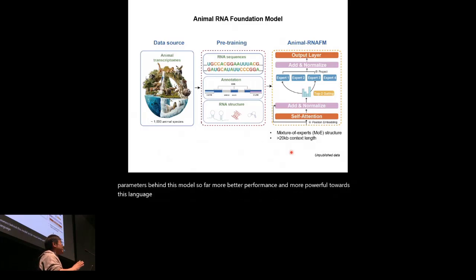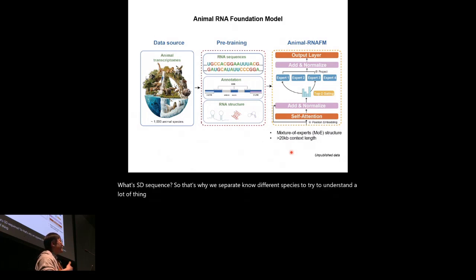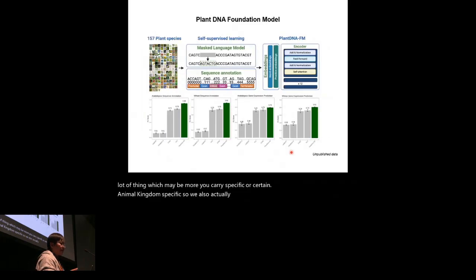Everyone was asking why we don't use the whole NCBI. Actually, at the very beginning, we did use NCBI. But the problem is that NCBI has 64% bacterial genomes. So if you want to find translational regulation elements, you end up biased towards the SD sequence. That's why we separate different species, to understand things that may be more eukaryote specific, or specific to the plant or animal kingdom. We also generated a plant DNA foundation model, which can learn a lot of cis elements, functional elements on the DNA as well.